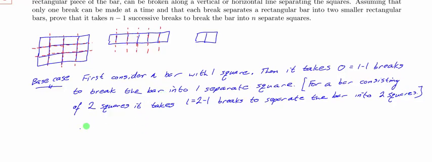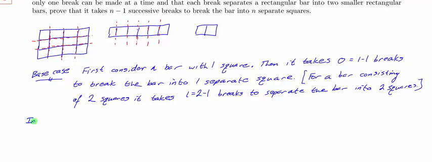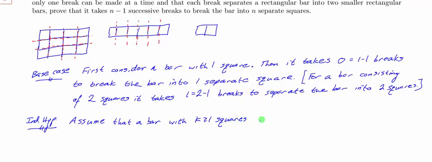So now let's state our induction hypothesis. And I'm going to first maybe state it the incorrect way. So if we were doing regular induction, assume that a bar, this is the way we'd state it for regular induction, a bar with k greater than or equal to 1 squares can be separated into k separate squares with k minus 1 breaks.